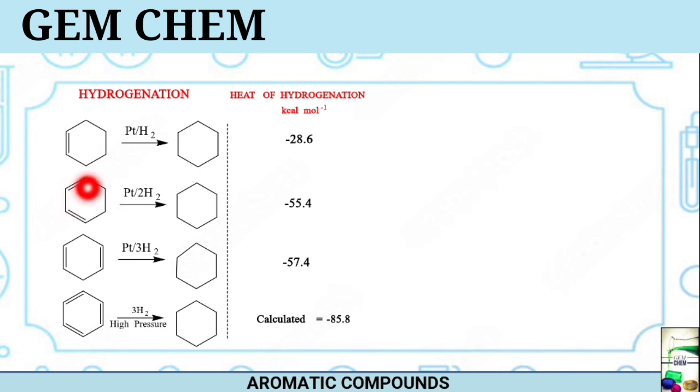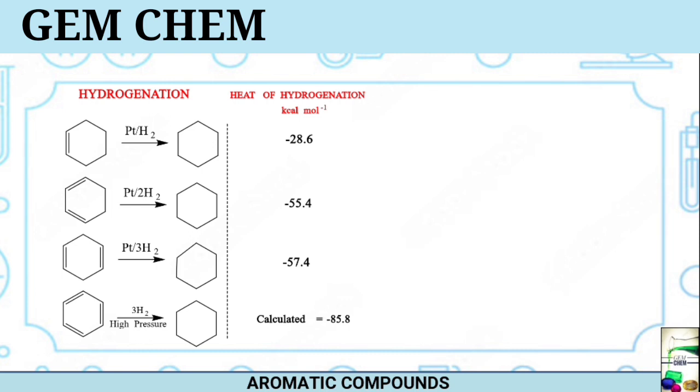Similarly, two double bonds which are in conjugation, that is one after another with one gap in between, provide us the heat of hydrogenation of minus 55.4. Similarly, for this one which is non-conjugated, the energy becomes more. As a result, when there are three double bonds, we know this as benzene, the last one. So here we can see that the calculation shows the energy should be minus 85.8 kilocalorie per mole.